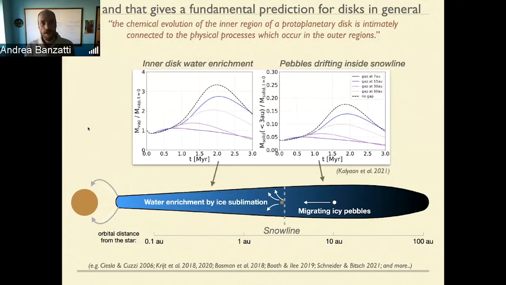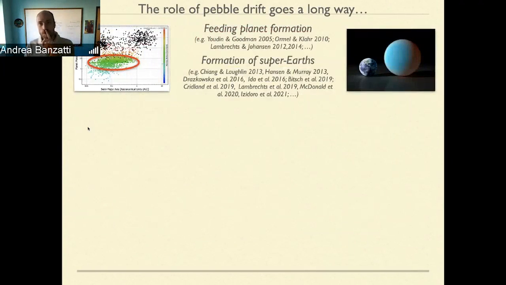Okay? Now, the role of pebble drift, though, goes a long way further than just this link between outer and inner disk. And in recent years, pebbles have been the intense focus of study as a key element in planet formation, in feeding planet formation. And in particular, in this slide, I want to highlight one aspect in this broader story of planet formation, the formation of super Earths, our bigger sisters, and the most typical outcome of planet formation.